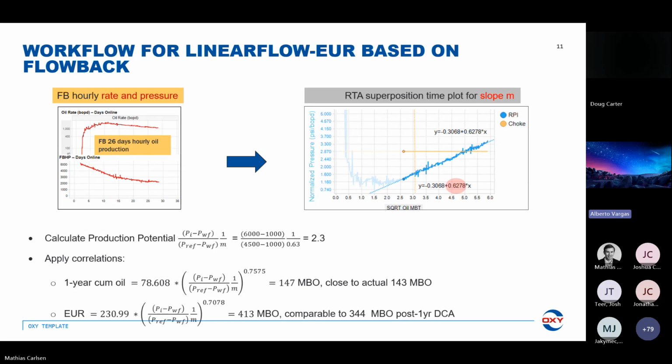Actually, liquid rate also works, but oil rate looks better. And our focus is on oil, so we just use oil rate. Did you try total mass rate? Did you consider using total mass rate?